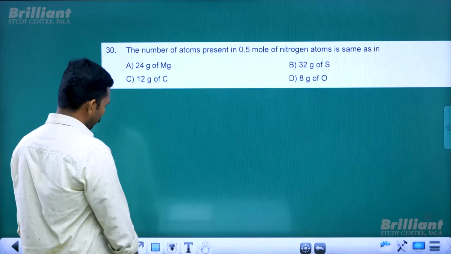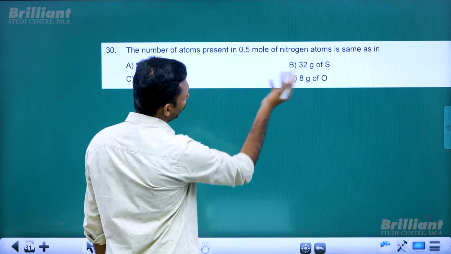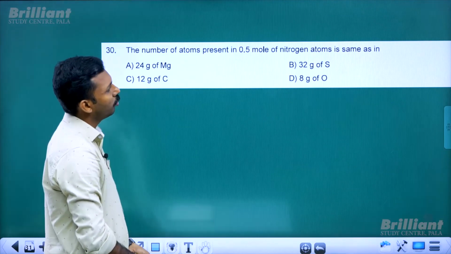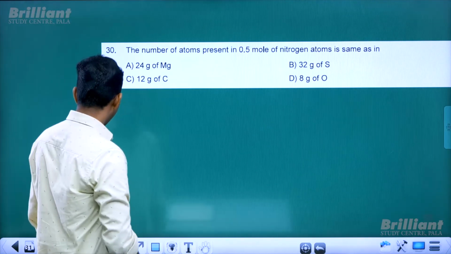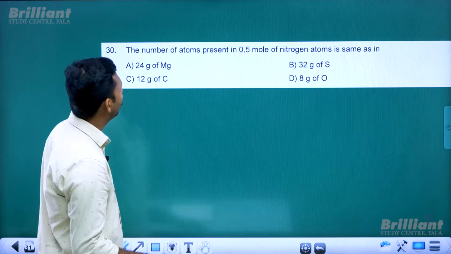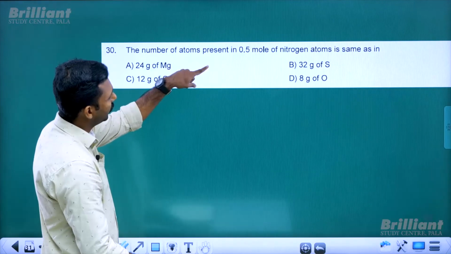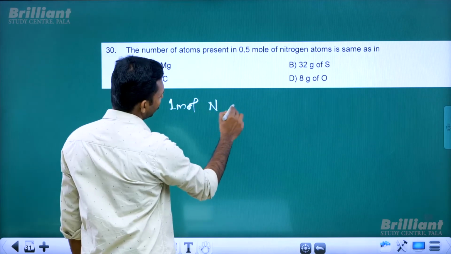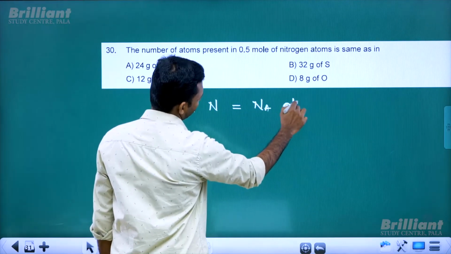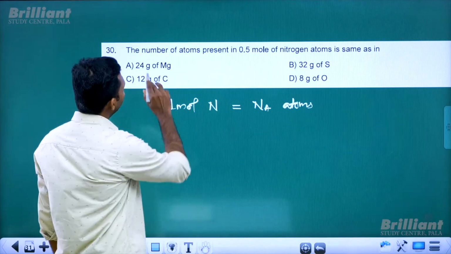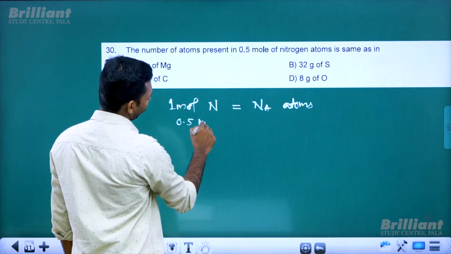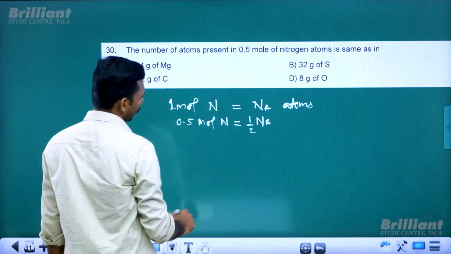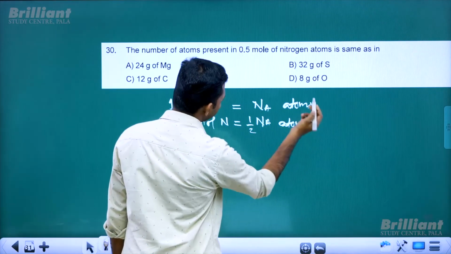Now going to the last question. Number of atoms present in 0.5 mole nitrogen atoms is the same as in. So first of all, we are going to calculate the number of atoms present in 0.5 mole nitrogen atoms. 1 mole nitrogen atom is equal to Na atoms, the Avogadro number of atoms. In 0.5 mole, nitrogen is equal to 1 by 2 Na, or Na by 2, atoms.